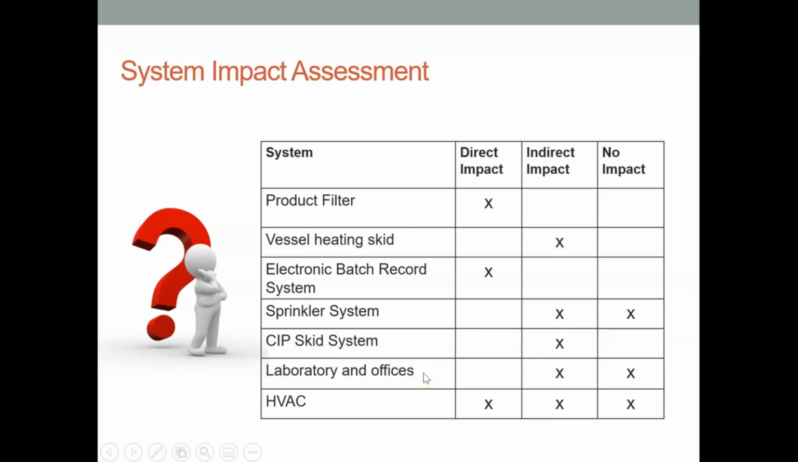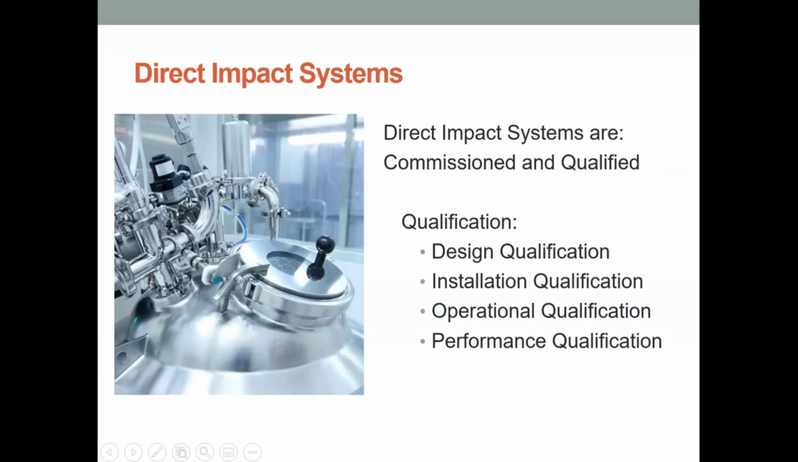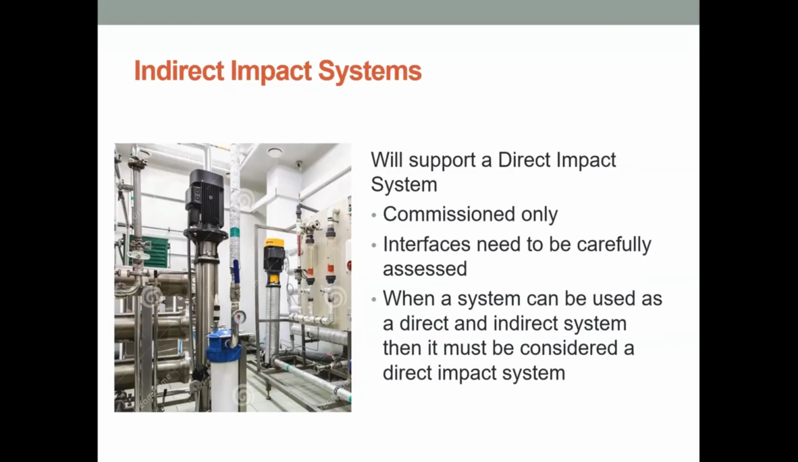The laboratory and the offices, the system impact for them is indirect or no impact depending on where the offices are and what they're doing. And HVAC could be any of the three depending on where it is and what it's being used for. Direct impact systems are commissioned and qualified. So the qualification goes through the design qualification, installation qualification, operational qualification, and performance qualification.